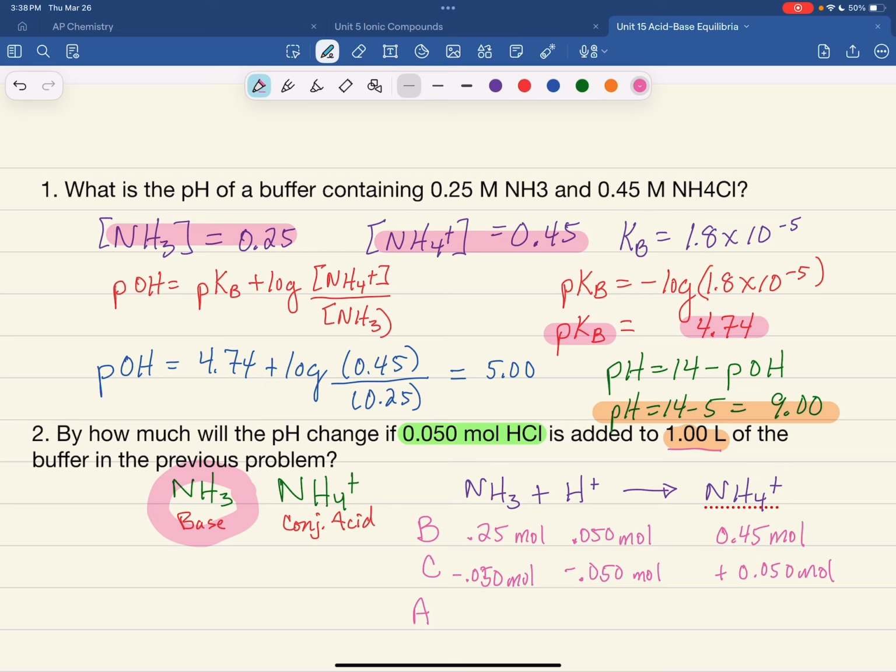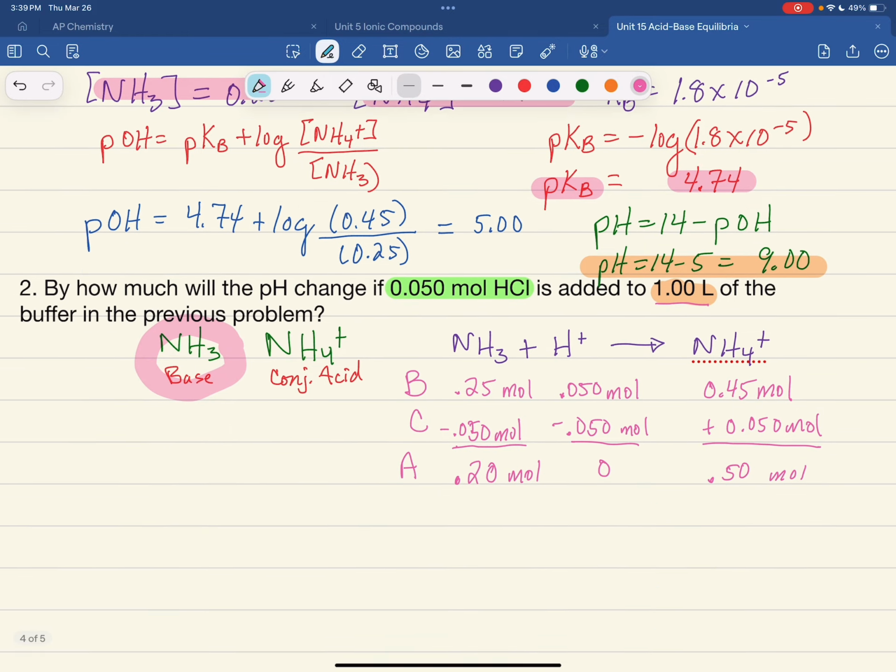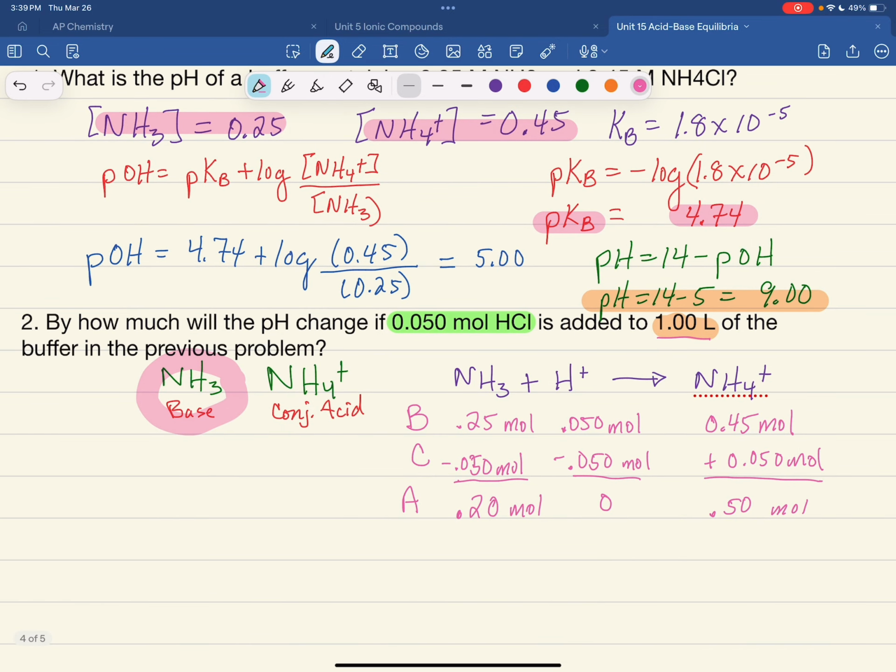All right. So after the reaction's all done, 0.20 moles of NH3 is going to be left over. We're not going to have any of the H+ left over. That's my limiting reactant. And my conjugate acid concentration is going to go up to 0.5. Now, I'm emphasizing this again. This is a one-way street. This reaction goes to completion. This is not an equilibrium, okay? Because we're reacting a strong acid with a weak base, it just happens.